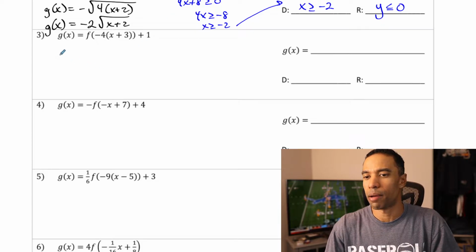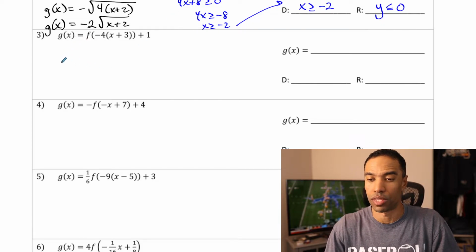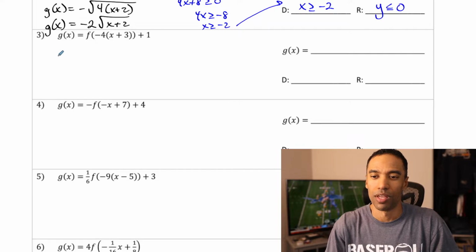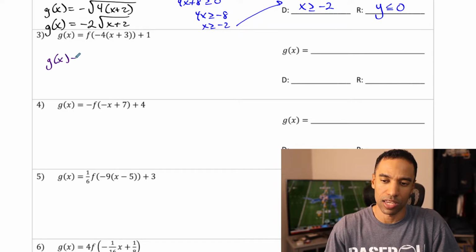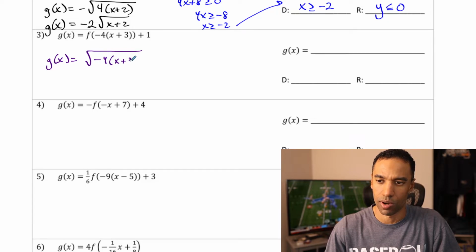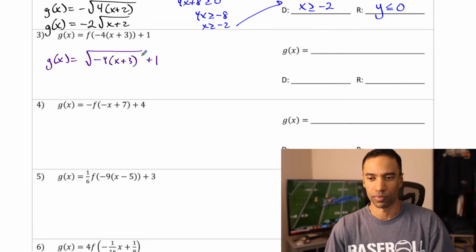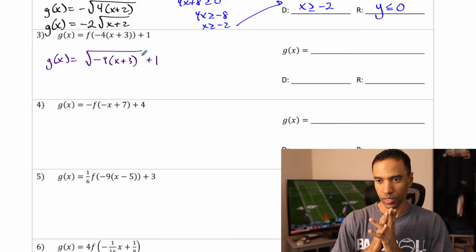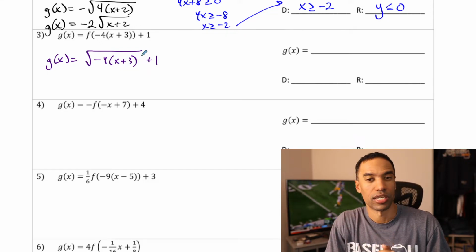Now, number 3 has not much new compared. Well, actually, there is one big new thing, and let's go ahead and get into it right now. So, as a square root function, it's going to look like this: negative 4 times quantity x plus 3, and then plus 1, because f of that. Now, there's a 4 in there, which I can take its square root.